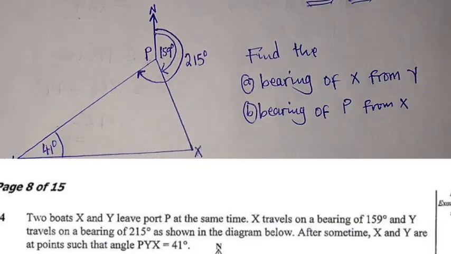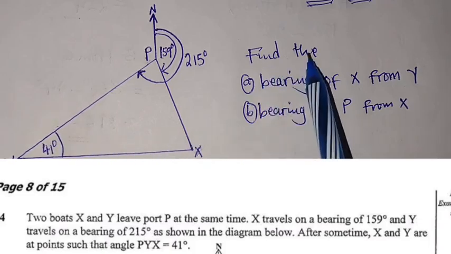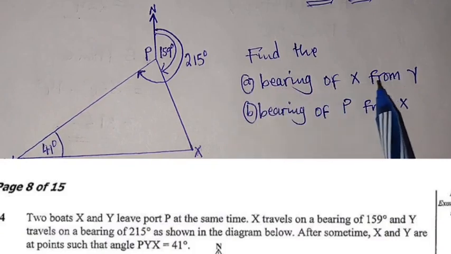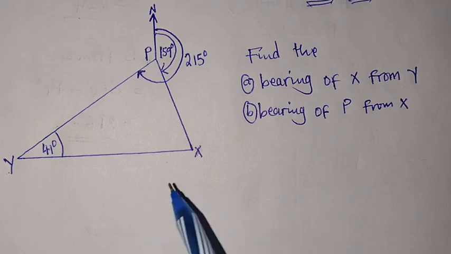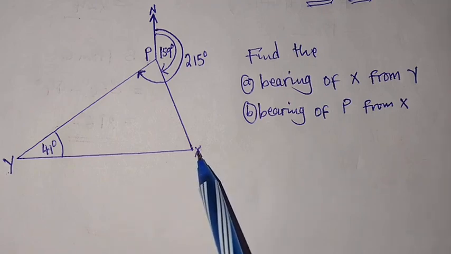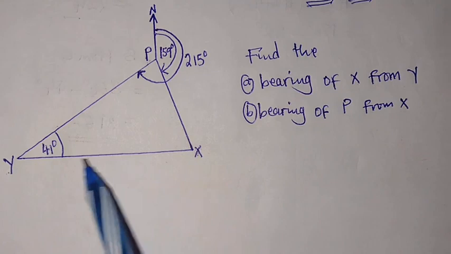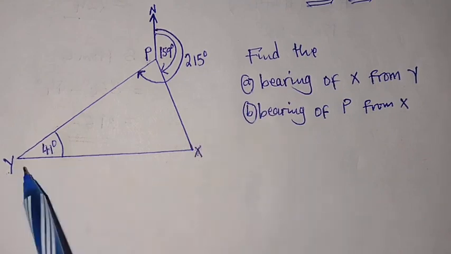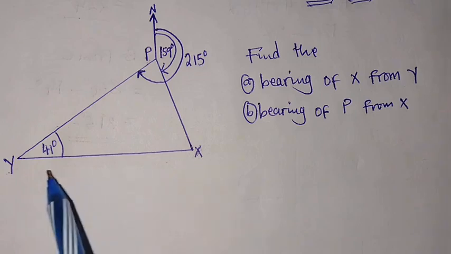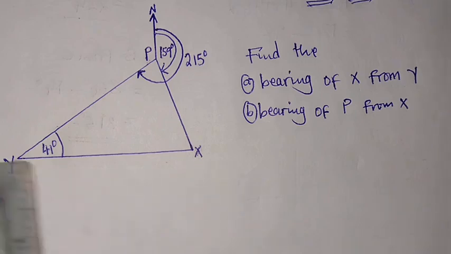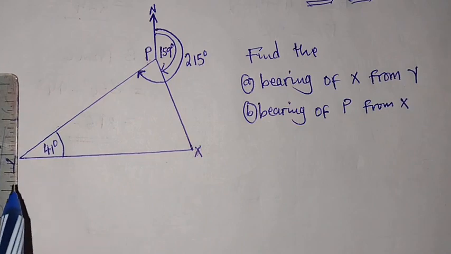After some time, X and Y are at points such that angle PYX is equal to 41 degrees. Find the bearing of X from Y. Sorry, not X from P, X from Y. So for the bearing of X from Y, we are going to draw the north compass on Y right here, because it's saying from Y.